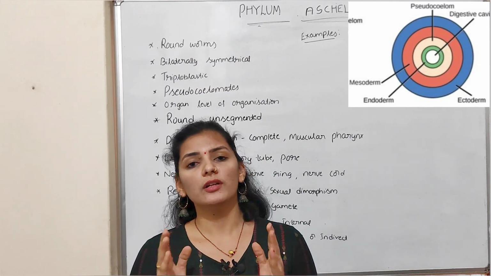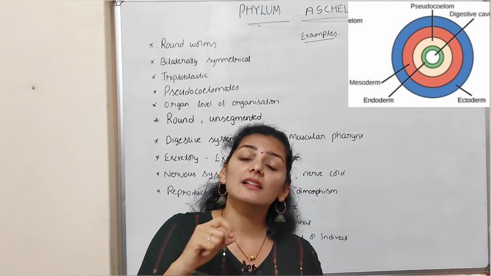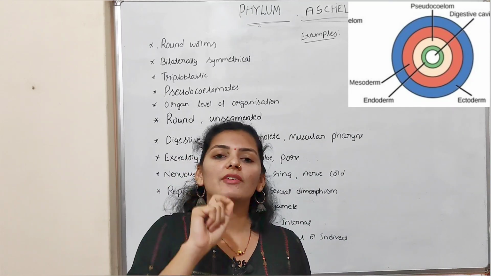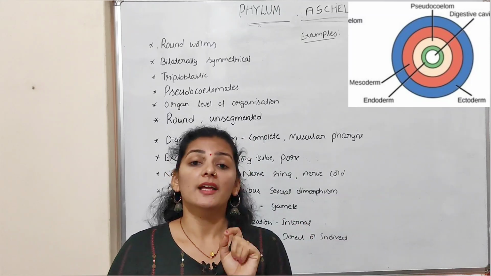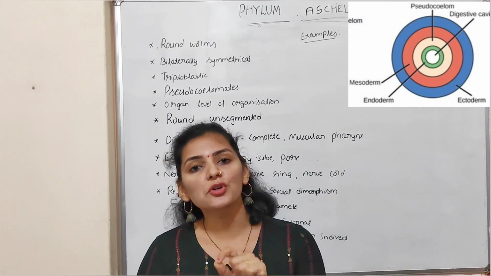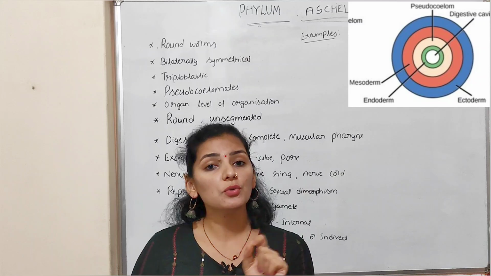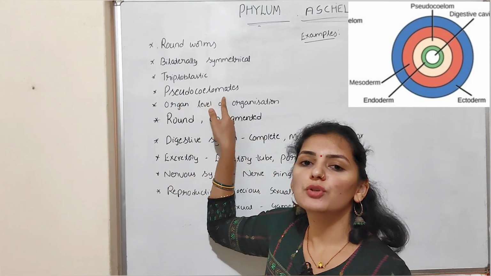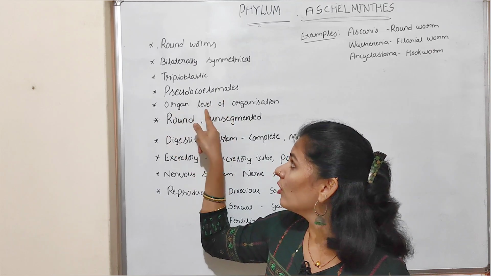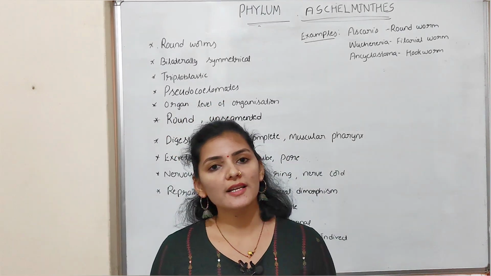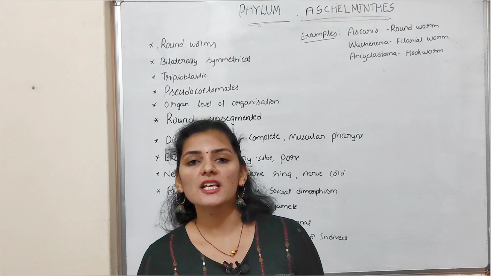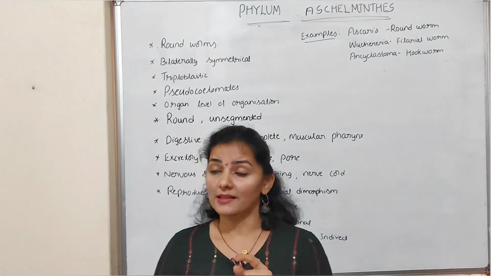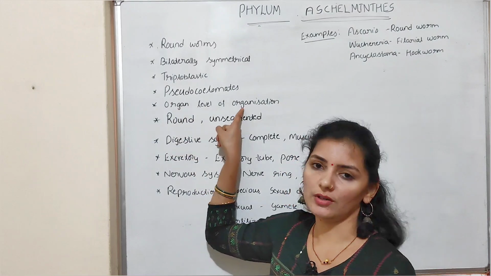What do you mean by true cavity? In the true cavity, or in the coelomate, the body cavity is lined by the mesoderm on either side. But in this organism, the body cavity is not lined by the mesoderm. That's why this body cavity is not a true coelom. It's a false coelom. That's why these organisms are called pseudocoelomates. They have an organ level of organization. These organisms have some organs which perform specific functions, or groups of tissues form organs in this organism.